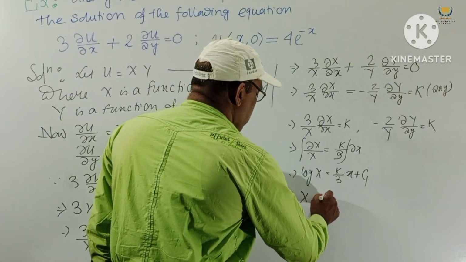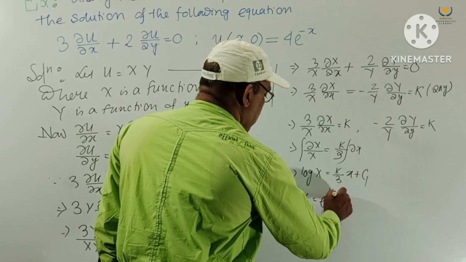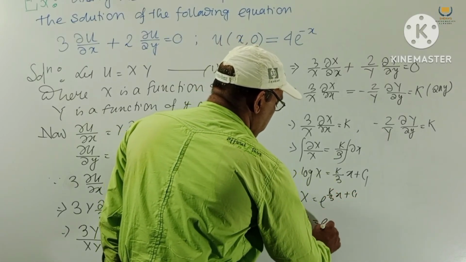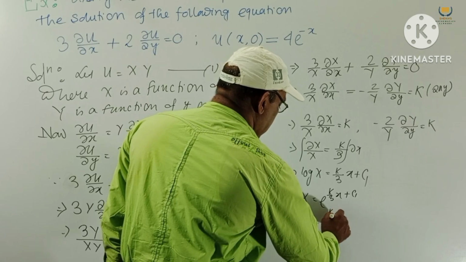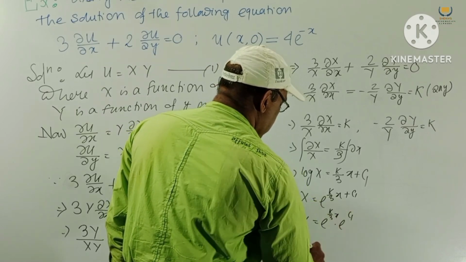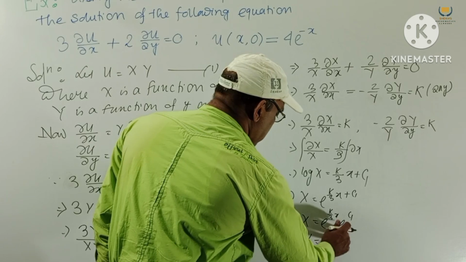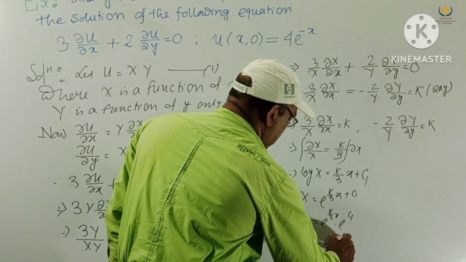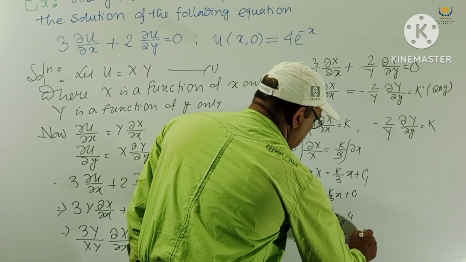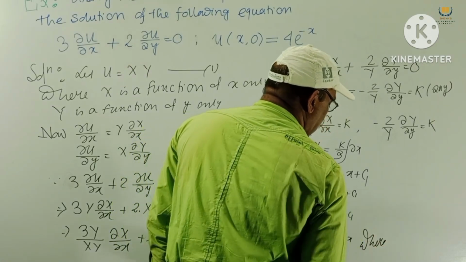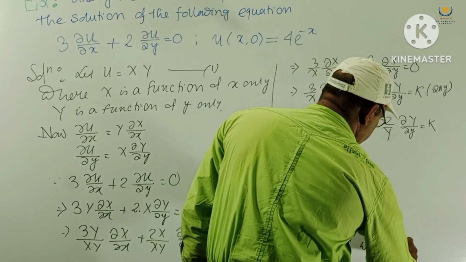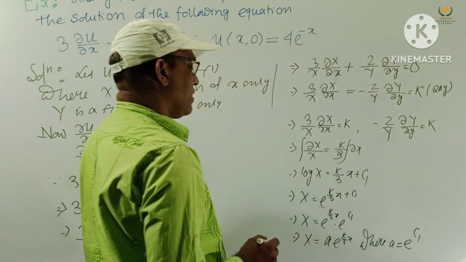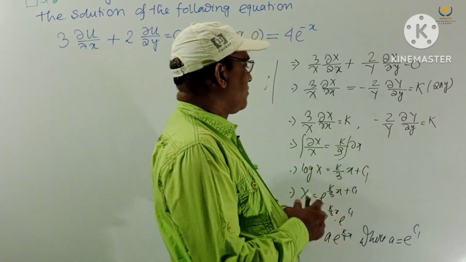we get log X equal to k by 3 x plus c1, and this implies X equal to e to the power k by 3 x plus c1. This is X equal to e to the power k by 3 x times e to the power c1. Then X equal to a e to the power k by 3 x, where a means e to the power c1. We get this.